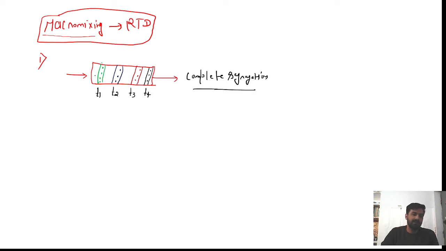Complete segregation means molecules of age group T1 will remain together and will move forward inside the reactor at the same time. Molecules of age group T2 will remain together and will move forward inside the reactor at time T2. Just like there is a train having a number of compartments inside, and all the compartments are not connected. So the first compartment is completely segregated, the second compartment is completely segregated, the third compartment is completely segregated.